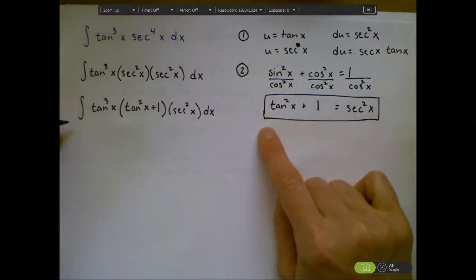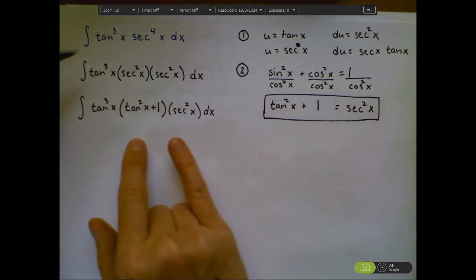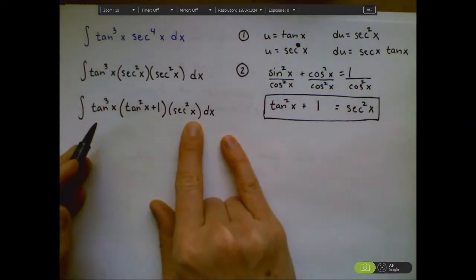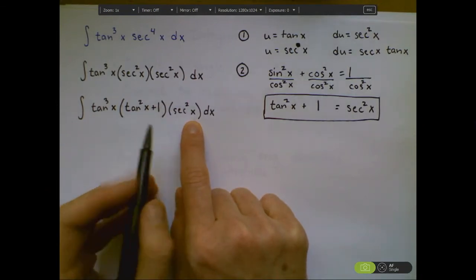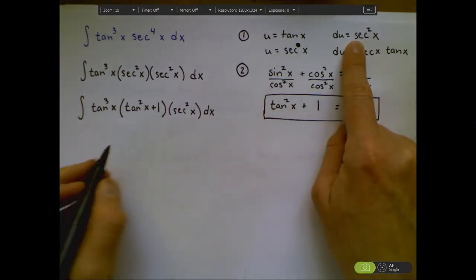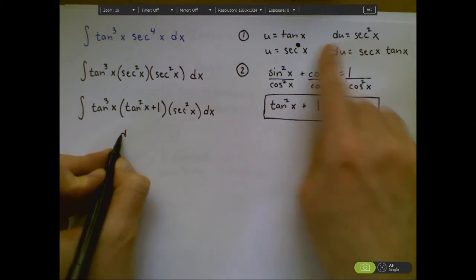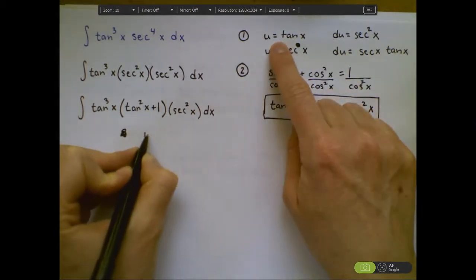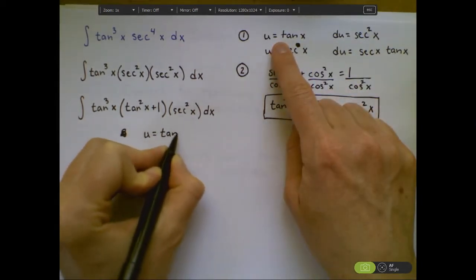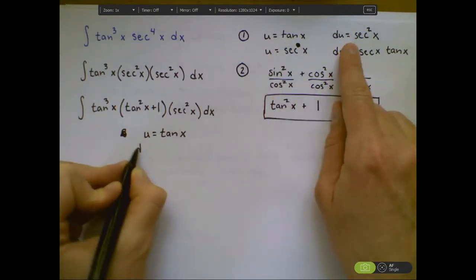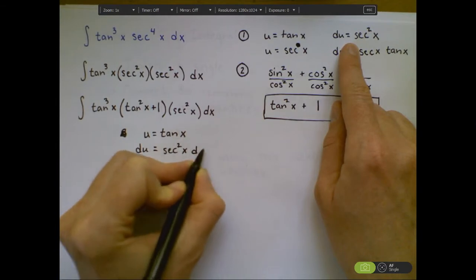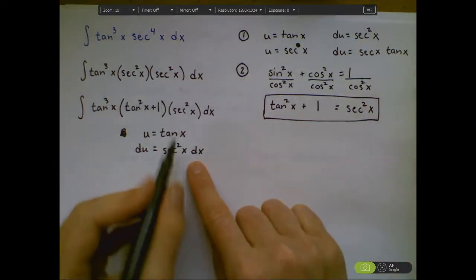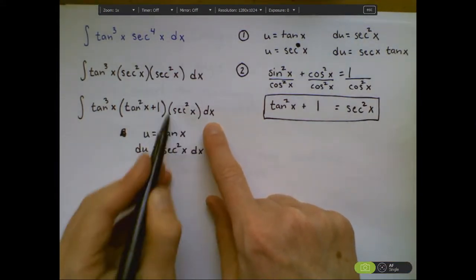Notice I haven't done any integration. There's no calculus. All I've done is trig substitution. And in my final step, I say, aha! Now I can apply this clever u substitution. If u is equal to tangent of x, then du is equal to secant squared x dx, and I have this secant squared dx sitting right there.